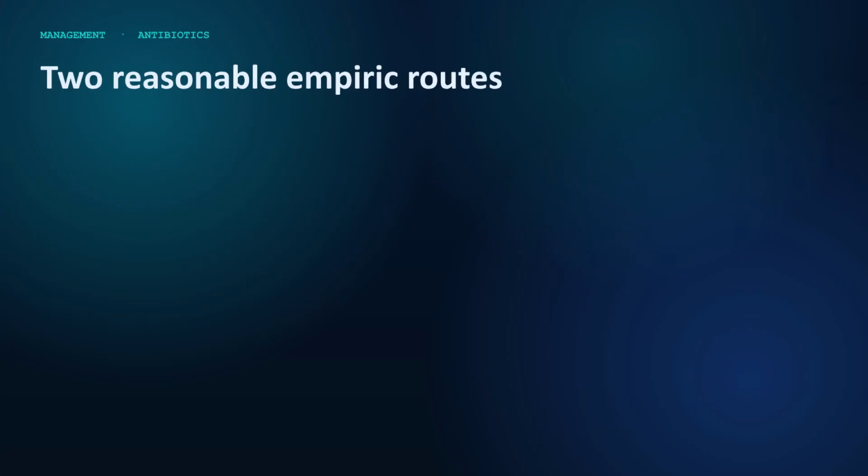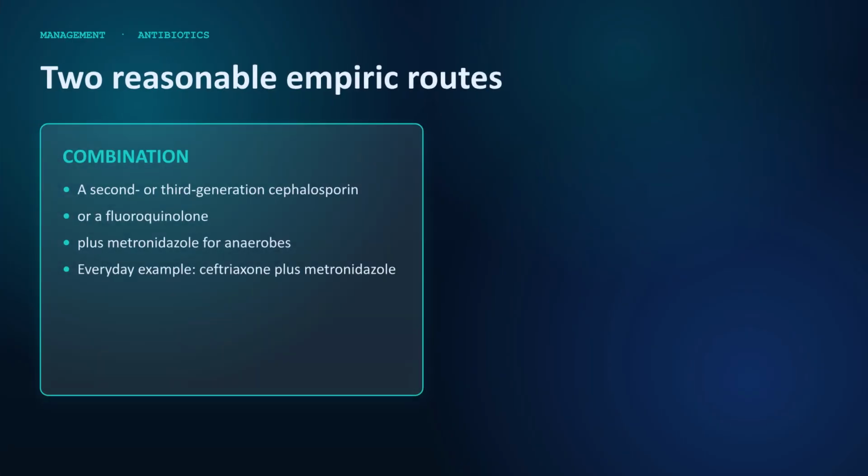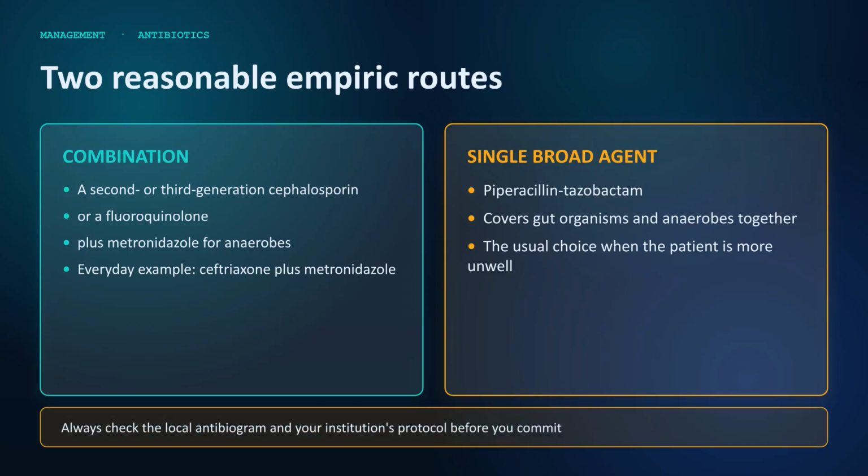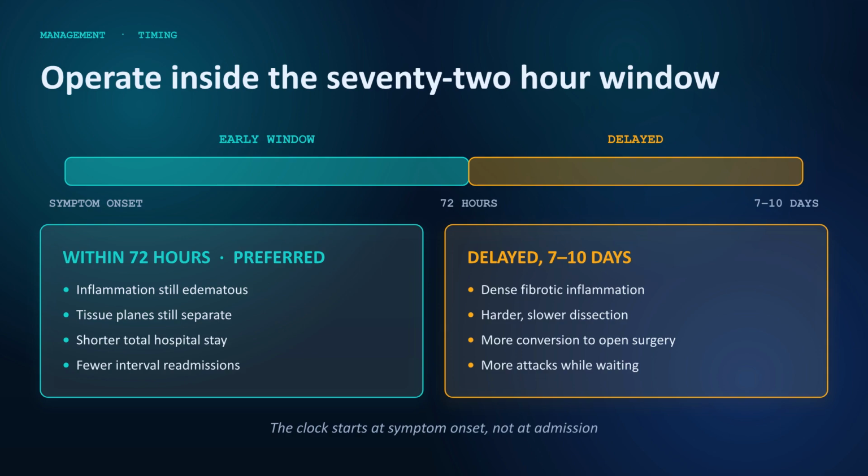Two reasonable empiric approaches. The first is a second or third generation cephalosporin, or a fluoroquinolone, combined with metronidazole for anaerobic coverage. Ceftriaxone plus metronidazole is the everyday example. The second is a single broad agent, piperacillin-tazobactam, which covers the gut organisms and anaerobes together, and is the usual choice when the patient is more unwell. Always check your local antibiogram and your institution's protocol. Resistance patterns differ by hospital, and empiric choices should follow local data rather than habit. And keep the course short. In uncomplicated disease, antibiotics are usually stopped soon after the gallbladder comes out, rather than continued for a fixed number of days.